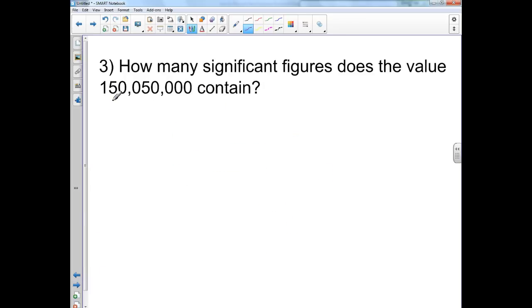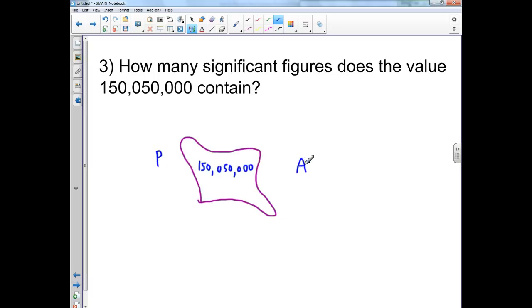Okay, let's try a different one without the decimal point. How many sig figs does the value 150,050,000 contain? So you draw the US. It's like every single time I draw this, I just get better. Okay, you put the number inside. 150,050,000. Pacific, Atlantic. And you say, is the decimal point present or absent? Well, this time it's absent. There's no point anywhere. So you start over at the Atlantic Ocean, you go across the country, and you start counting sig figs when you get to your first non-zero digit.